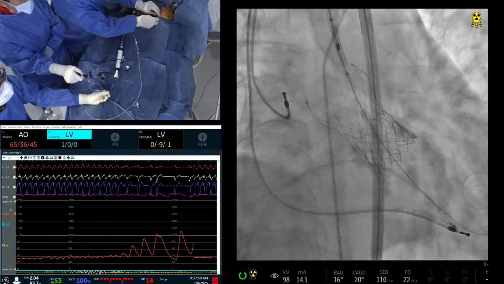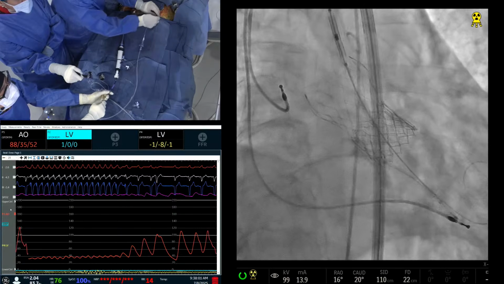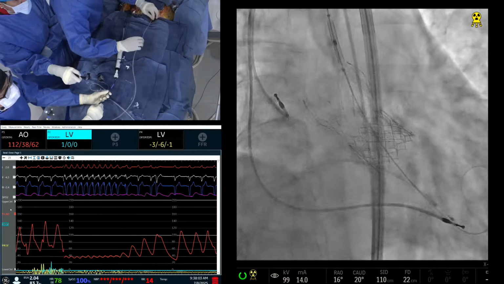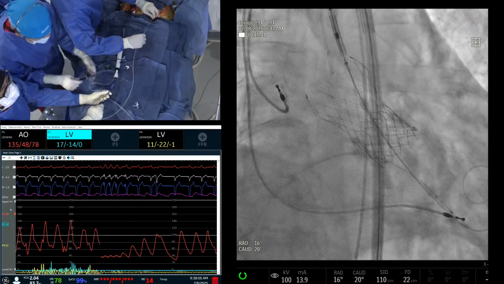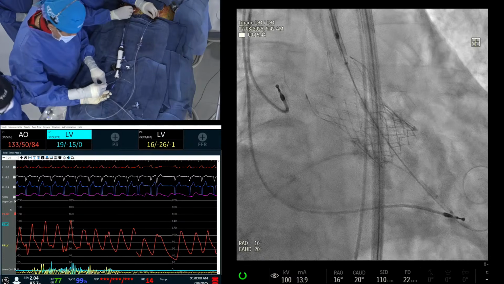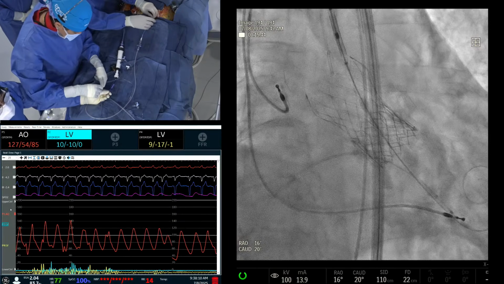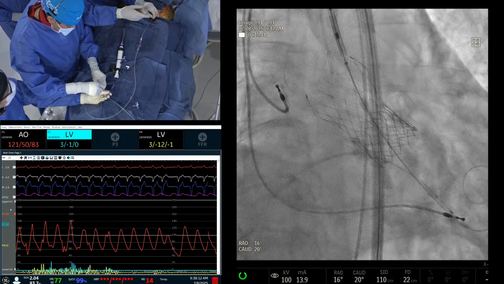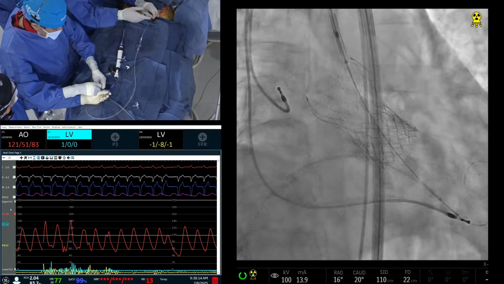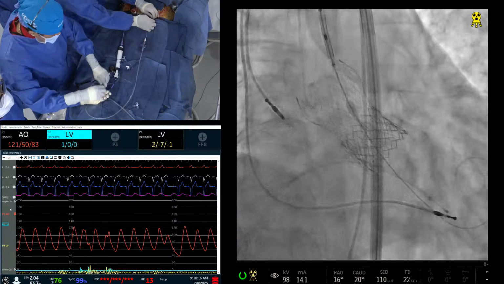I want to do one more inflation, Stan, before you do anything. Yeah, I would add 1 cc. Go to nominal. Take a picture here, please. Pressure is good. So the first thing we worry about is annular injury, but the fact that the pressure is good is a good sign, right? Your patient is not hypotensive.